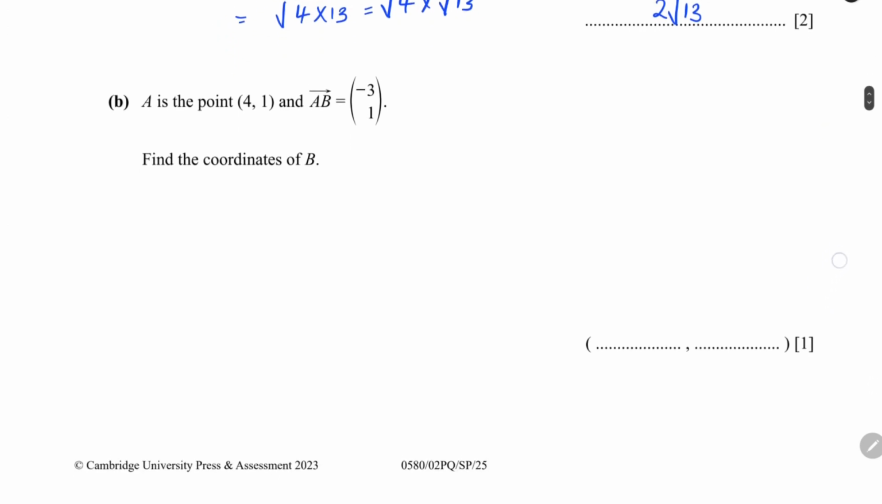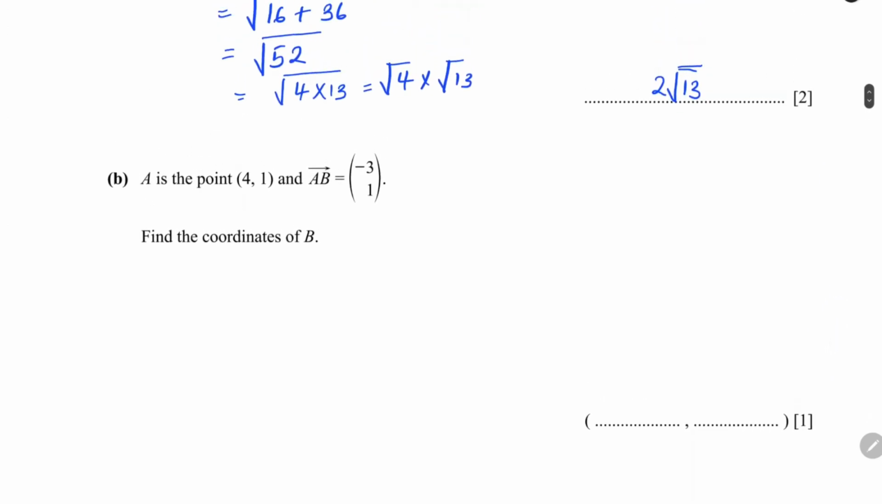And finally, for this particular video, we need to find the coordinates of B. A is the point (4, 1), and AB is (minus 3, 1). If you think about this as vectors, if you say A is the point (4, 1), it means that really the vector OA is what? (4, 1). And vector AB is given by what? (Minus 3, 1).